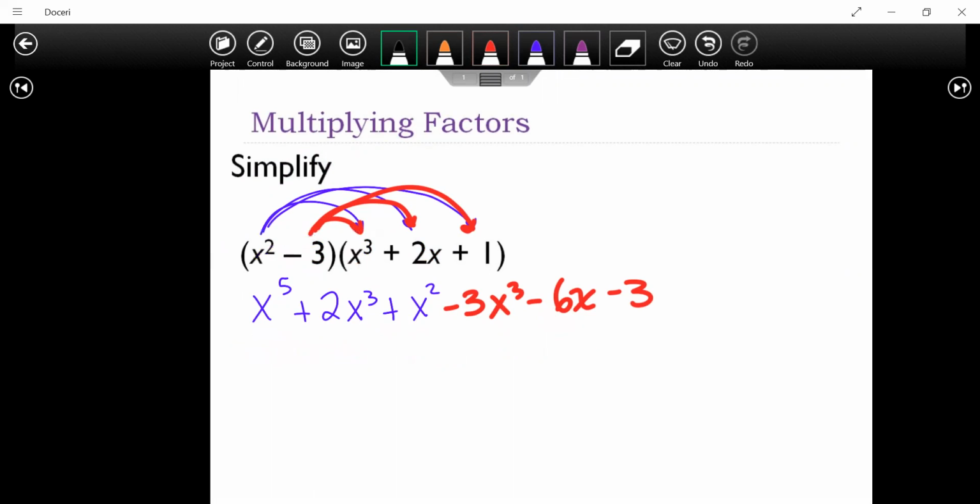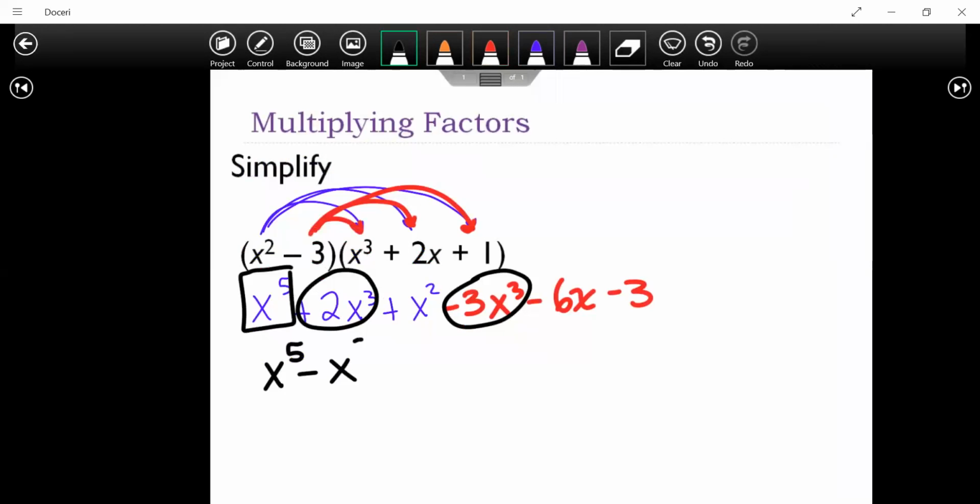I saw it already. We want to be able to combine like terms, so I'm going to group my terms together. My x to the 5th is by itself, so I'm just going to drop it. We're going to look at the x to the 3rd terms, so this is one term here. This is our second term. Take 2 away from -3 gives me just negative x.